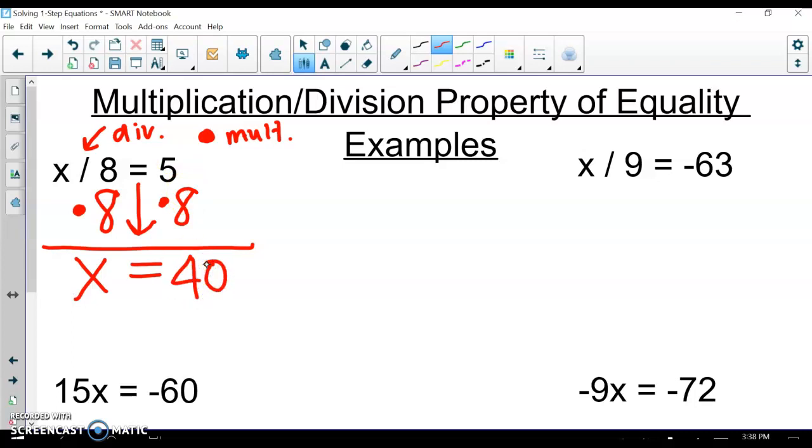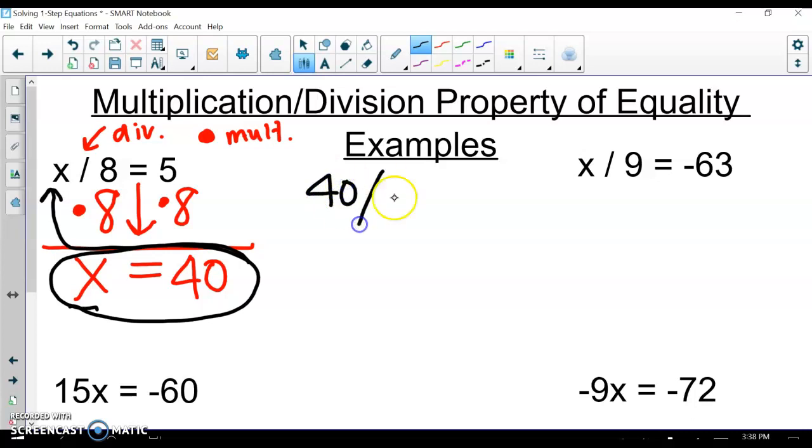Just like I did in the previous slide, I'm going to take a second here to check this solution by plugging 40 back in for x right here. So we get 40 divided by 8 equal to 5. Well, 40 divided by 8 is 5. So we get 5 equals 5. Yep, that means our solution is correct because that equation right there is always true.